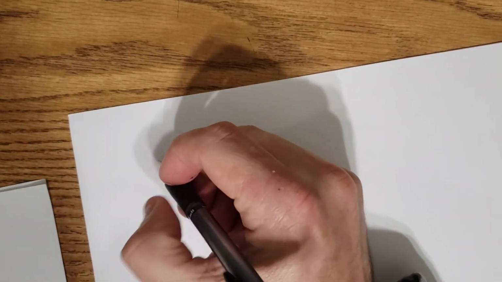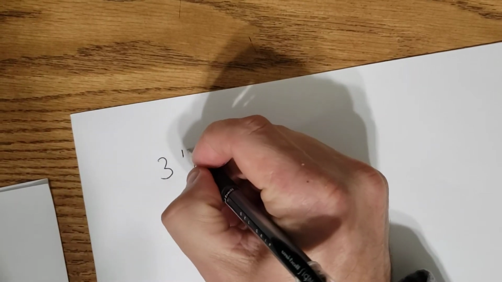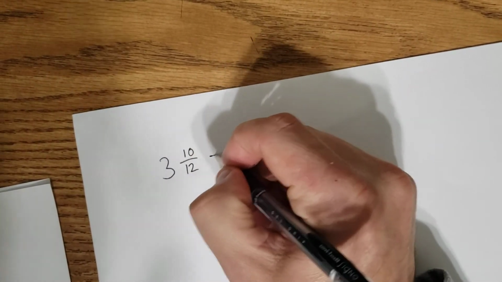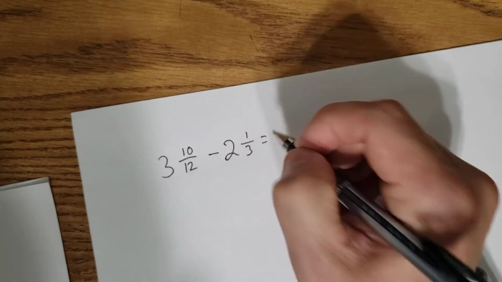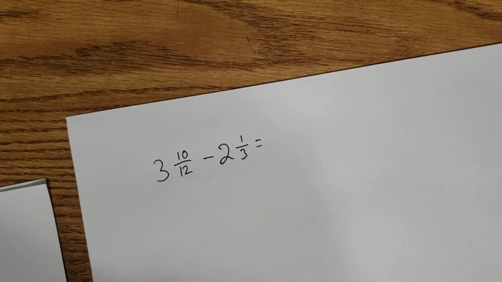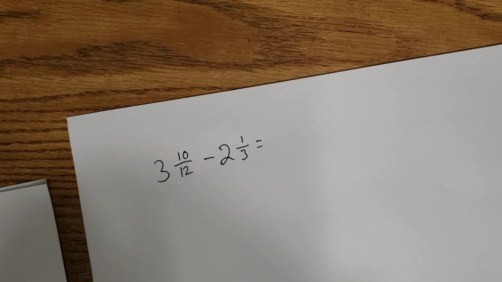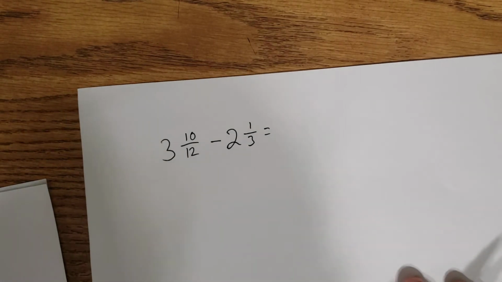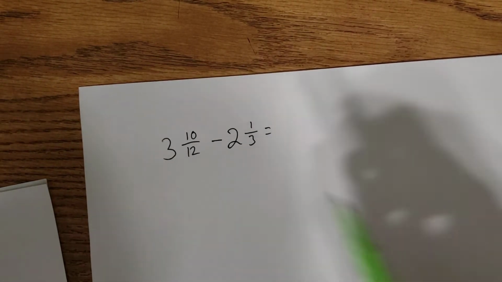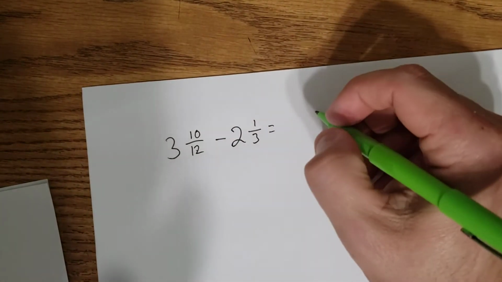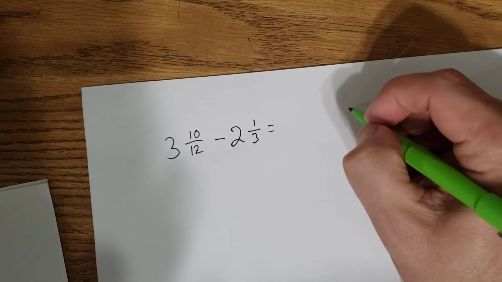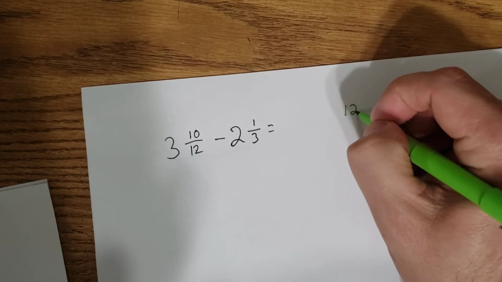Our steps are not changing. Instead of add, we subtract. We're going to try this one. 3 and 10 twelfths minus 2 and 1/3. Once again, we look at these fractions and we can tell we can't do anything with it yet. We can't subtract them because the denominators are not the same. We got to get them to be the same. That 12 and that 3, we got to find what they have in common by finding their common multiple.